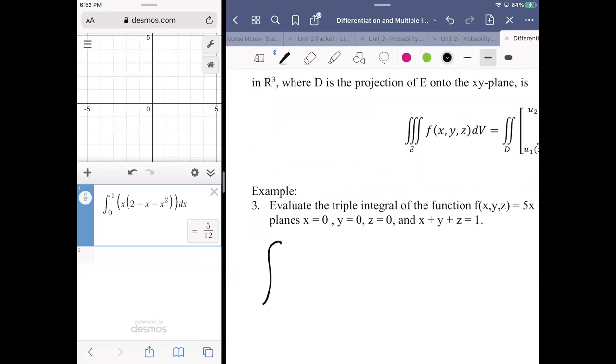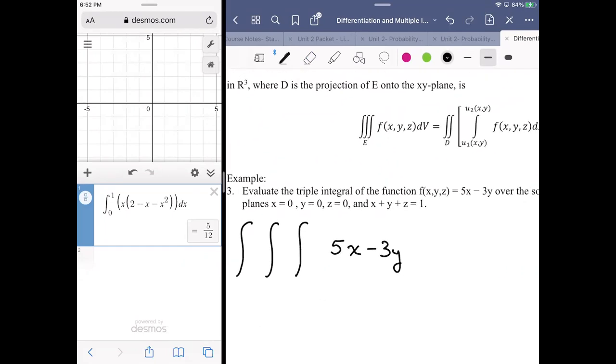All right, so it's going to be a triple integral, and it's going to be under the function, bounded beneath the function 5x, is it 5x minus 3y.